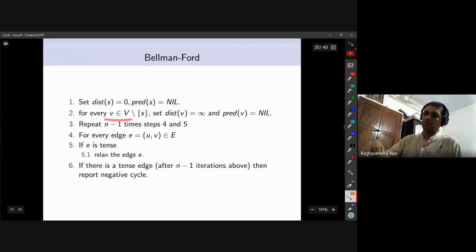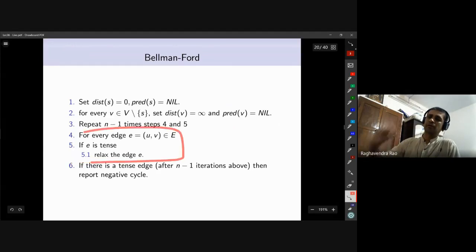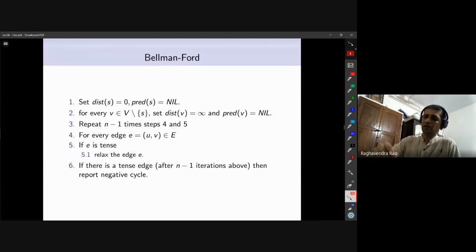And for every other vertex, distance is set as infinity and predecessor, of course, is set as nil. Okay, so there is nothing yet. Now, steps 4 and 5, you repeat n minus 1 times. So what are these 4 and 5? It's basically for every edge, you see if it is tense, then apply relax. If it is tense, apply relax. So apply relaxation on every edge.